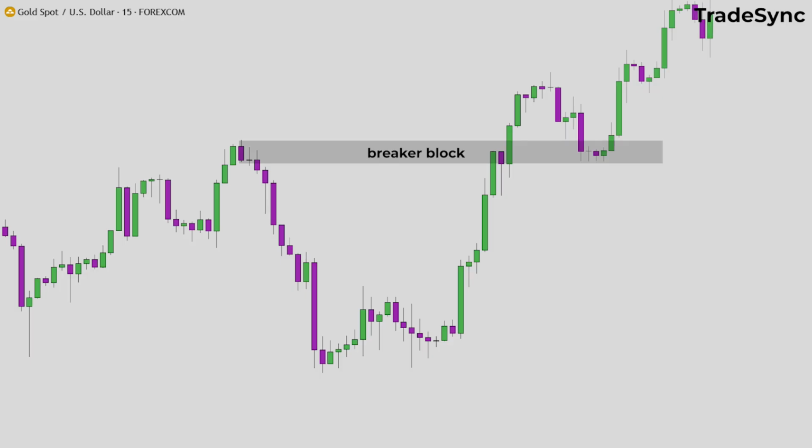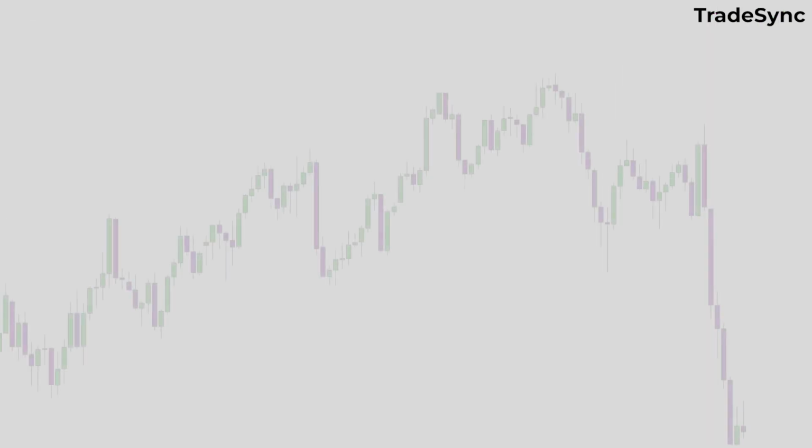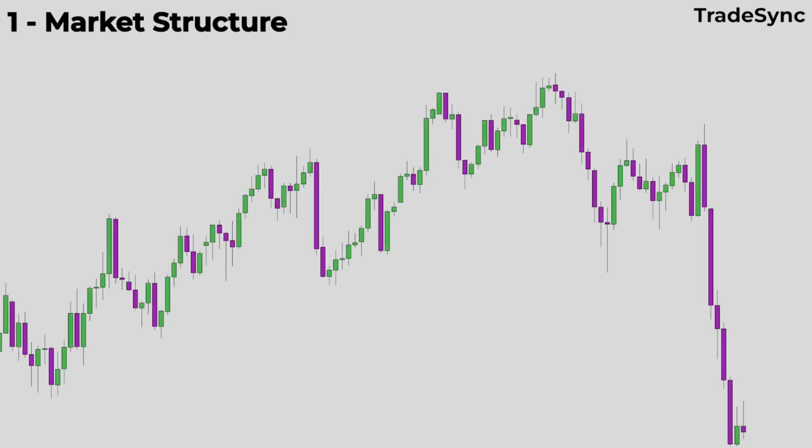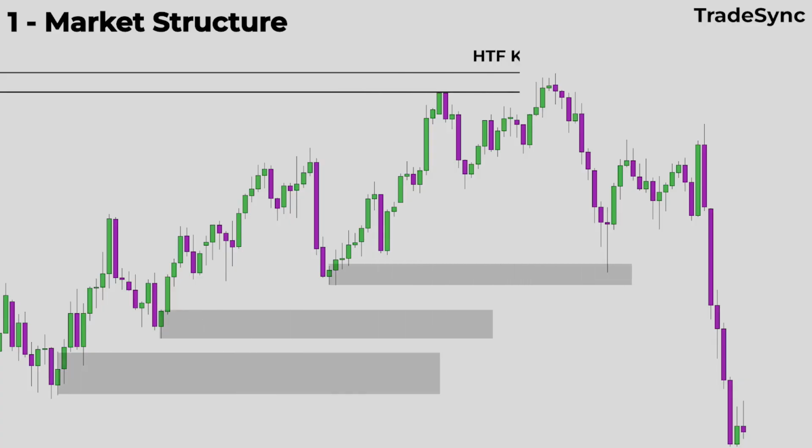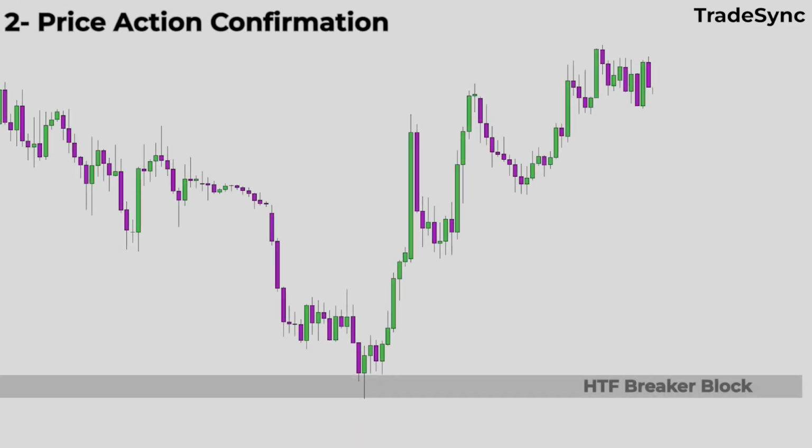Now, let's dig a bit deeper and look at more examples and confirmations we need before taking a trade. Number 1. Before you even think about breaker blocks, you need to understand the current market structure. That means knowing where price is heading, spotting key supply and demand zones, checking higher time frame levels, identifying areas of liquidity.